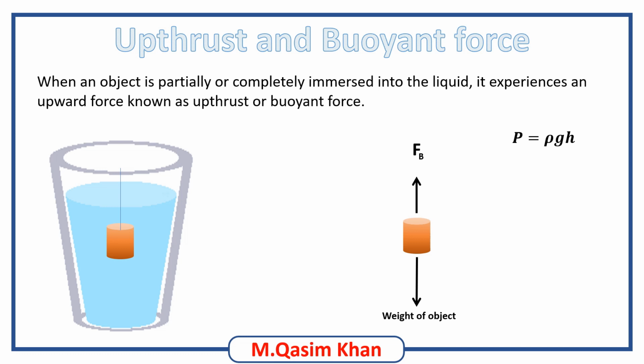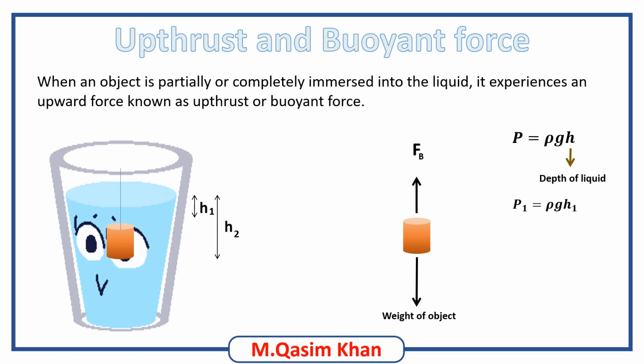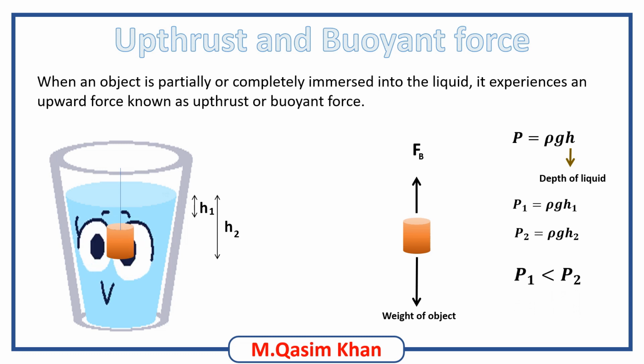We are familiar with the relation for the pressure in a liquid, that is P equals rho times g times h, where h is the depth of the liquid. The depth of the top part of the cylindrical object is h1, while the depth of the bottom part is h2. So the pressure at the top of the object is P1 equals rho g h1, while the pressure at the lower side of the object is P2. Since the depth h2 is greater, we can conclude that P2 is greater than P1. Due to this pressure difference, the object tends to move, so a buoyant force results.